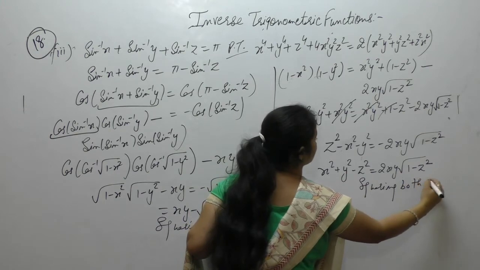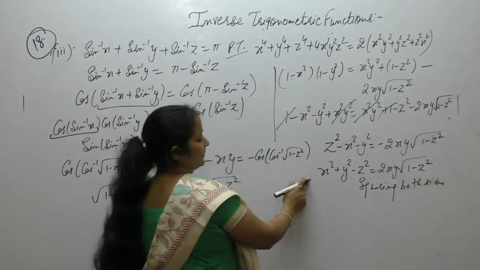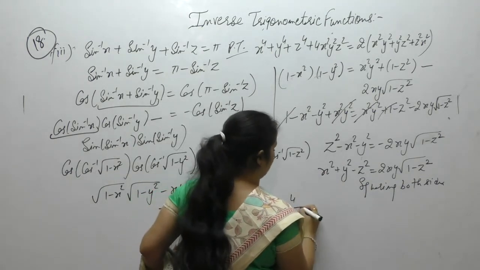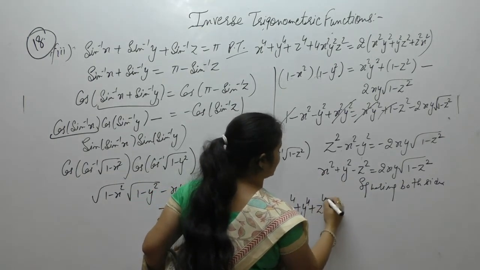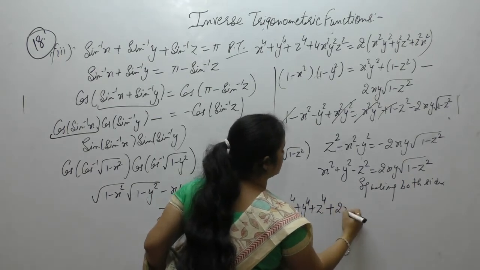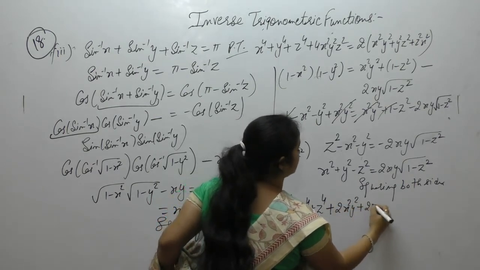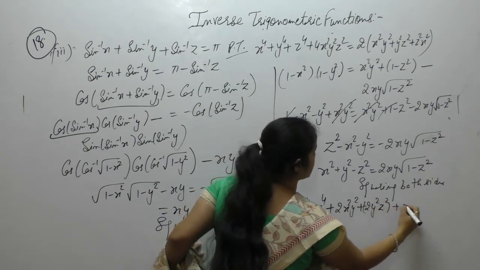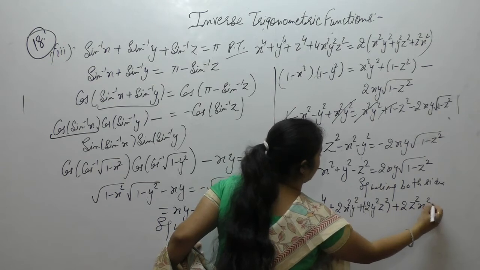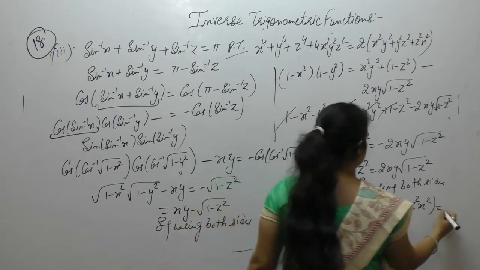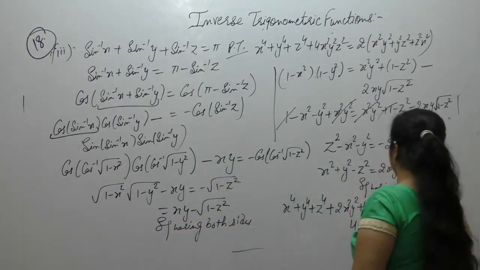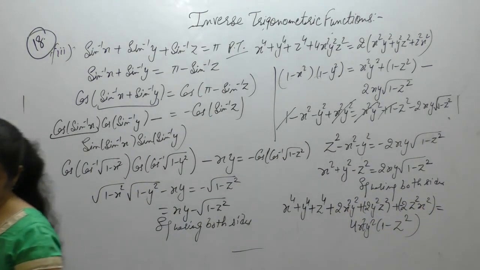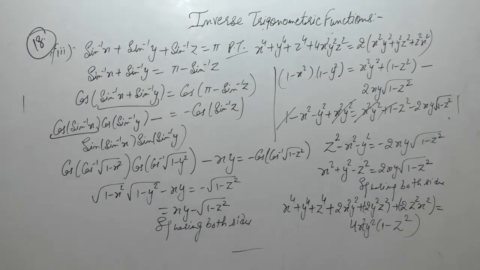Squaring both sides. What we get? (a plus b plus c) whole square, that is equal to a square plus b square plus c square plus 2ab plus 2bc plus 2ca is equal to 4x square y square (1 minus z square). Note up to here.